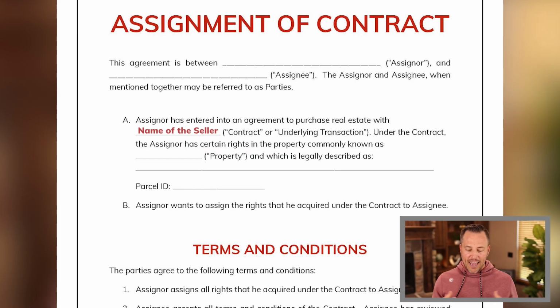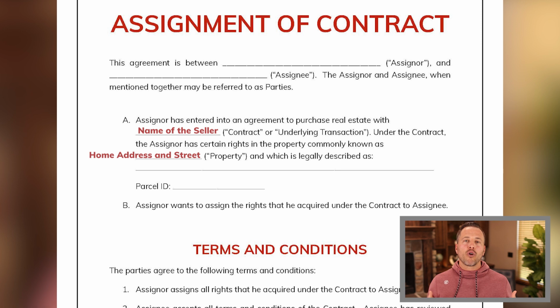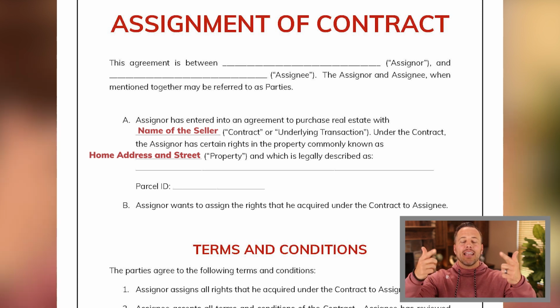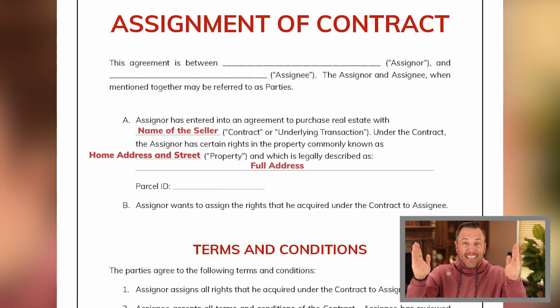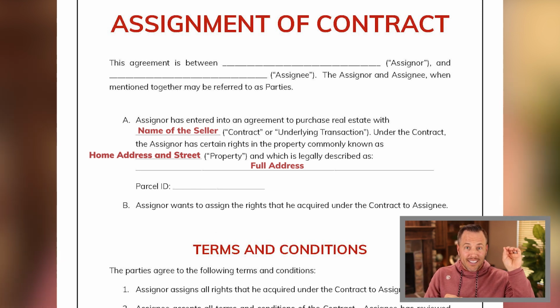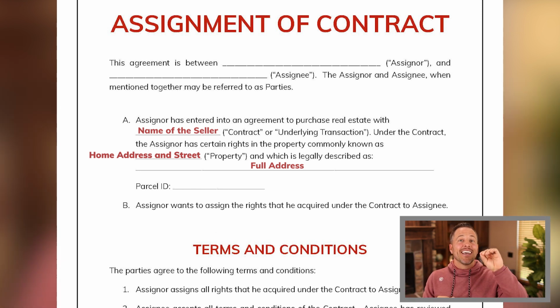Your next space under A is where you're going to put the property address. It looks like a little space. You just need the home address and the street. That's it. Because the next space down below is where you're going to write out the full identification of the home: the street, the city, the state, the zip code. You'll put it in that blank.